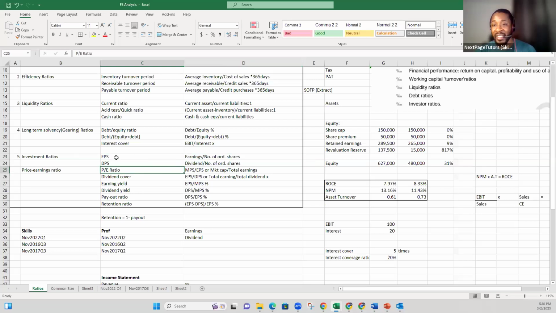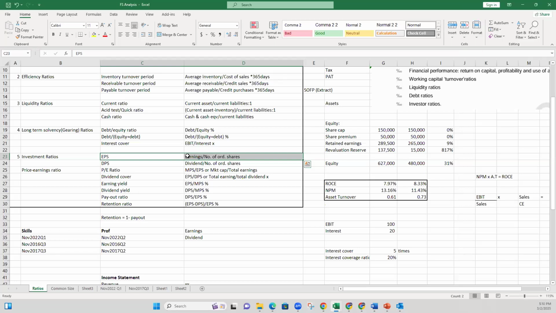This is also analyzing your performance, but only from the stock market side. So earnings per share is just your earnings per share. Which earnings are we talking about here? Are we looking at the entire company, or only things that relate to equity holders? Equity holders, please take note of that.